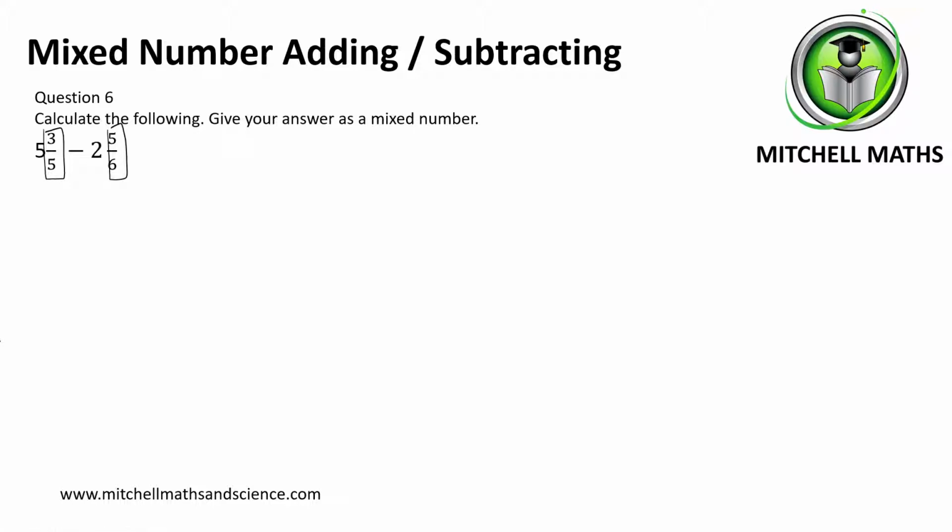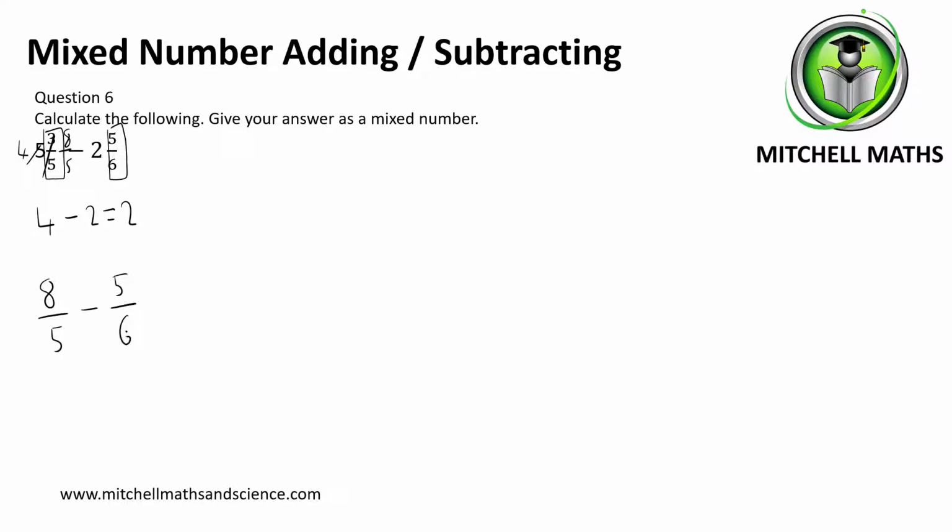What I'm going to do is take 1 off the 5, so I have 4. So if I knock that down to 4, and then I'll add the 1 on top. Well, there's 5/5 in 1, so that'll give me a total of 8/5, which is bigger than 5/6, which I'm going to need to take away. Right, so I've got 4 take away 2, which will equal 2, and I've got 8/5 take away 5/6.